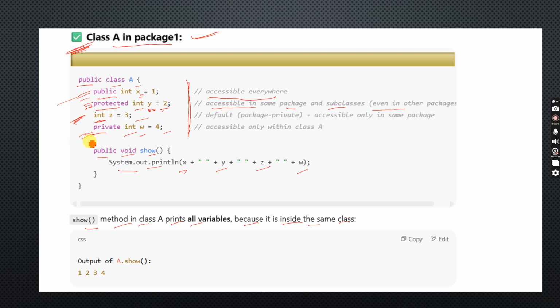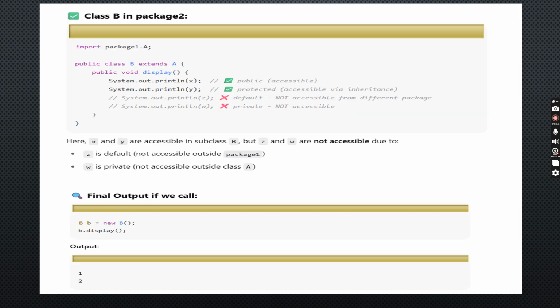And private you can access within a class. So all these functions are printed because they are in the same class, the same package and the same method. That's why they give you the output 1, 2, 3, 4. So you understand this problem, what we have solved. Let's go next.